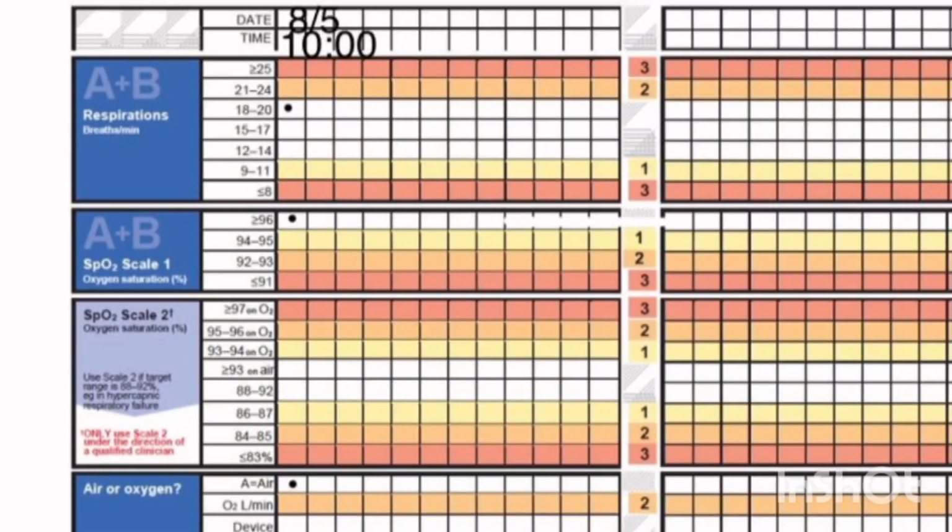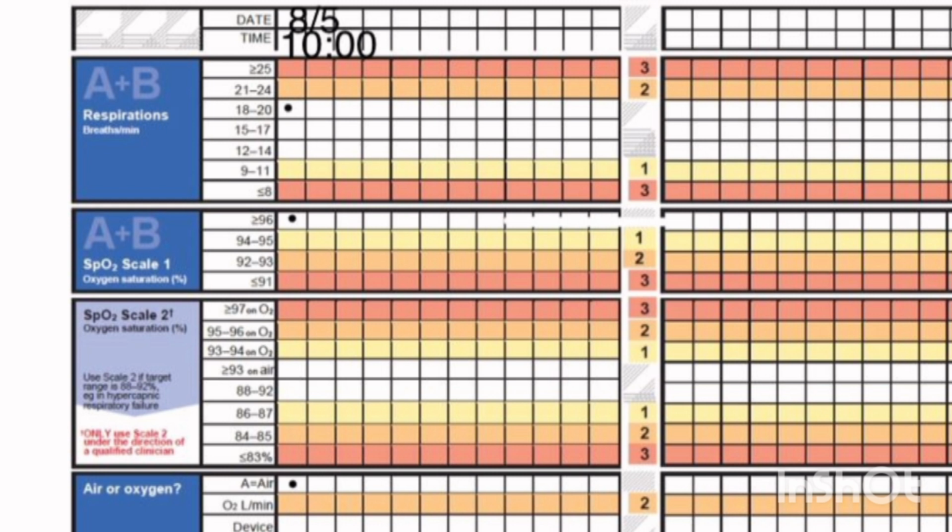We now have to calculate the NEWS total. Now go to respiration, where we started from. Is the patient scoring anything for respiration? No. Because if the patient is having a respiration of 25, the patient will be scoring 3. But in this case, the patient is having a respiration of 20, the patient is not scoring anything. So the patient is having 0 for respiration.